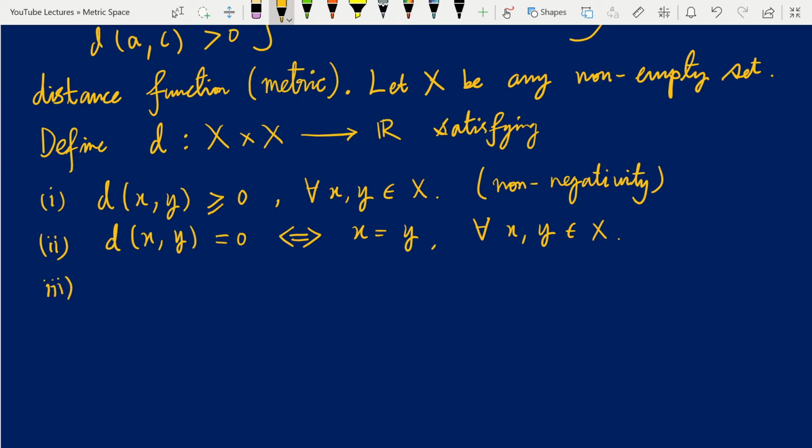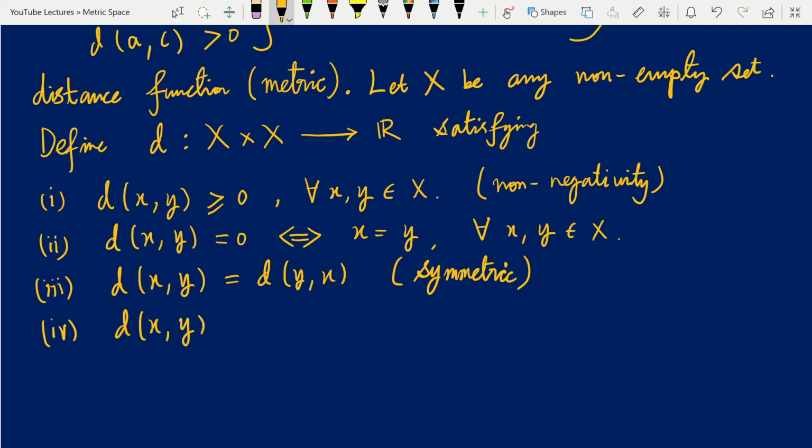And the third point, the symmetry: distance between x and y should be the same as distance between y and x. So this is what is called the symmetry. And the fourth one is the triangle inequality, which I already mentioned: distance between x and y should be less than or equal to distance between x and z plus distance between z and y, for all x, y, z in X. So that means, as already explained, this one is called the triangle inequality.